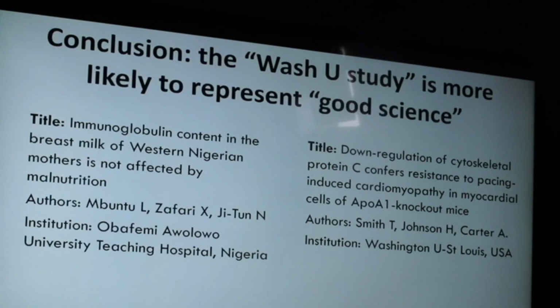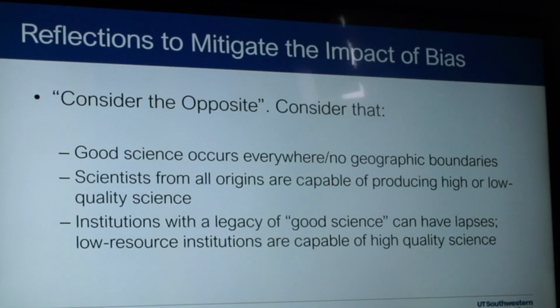Consider the opposite can help here. Consider, after you've done your review, of just the name of the title and the authors, that good science occurs everywhere. It knows no geographic boundaries. Scientists from all origins are capable of producing high or even low quality science. And institutions, even institutions with a legacy of good science, can have lapses. And it's also possible that low resource institutions are capable of high quality science. That is how we can use that consider the opposite to help us with bias in scientific publication.